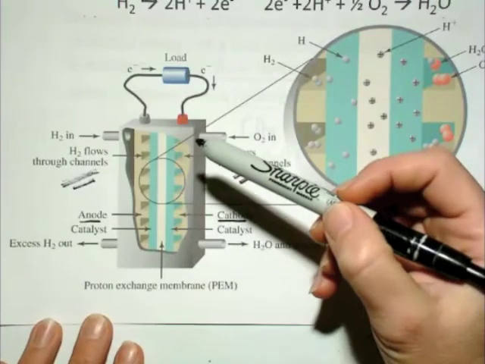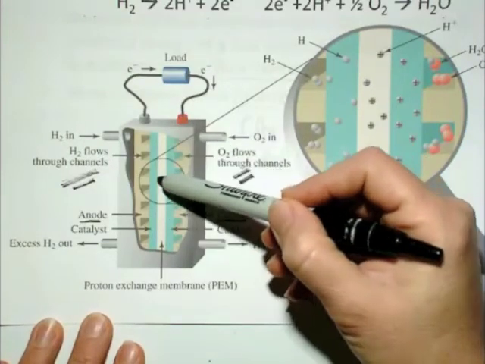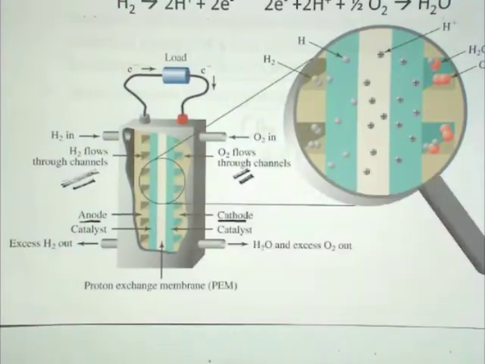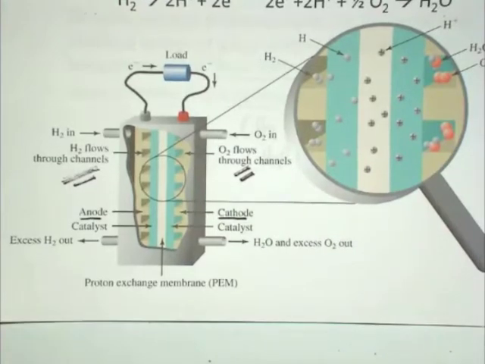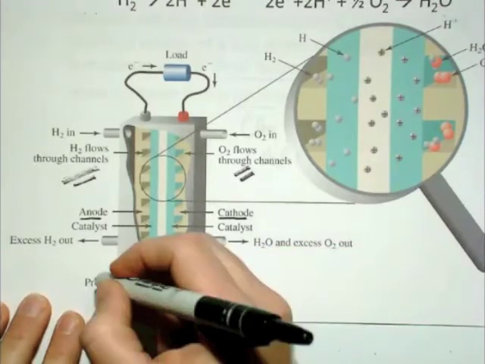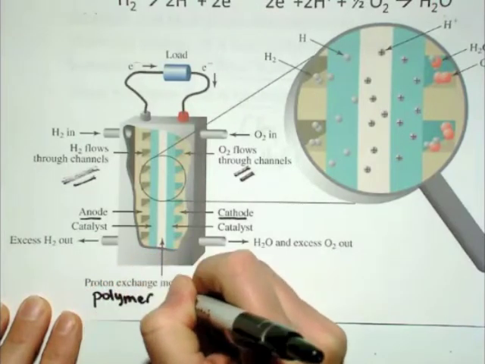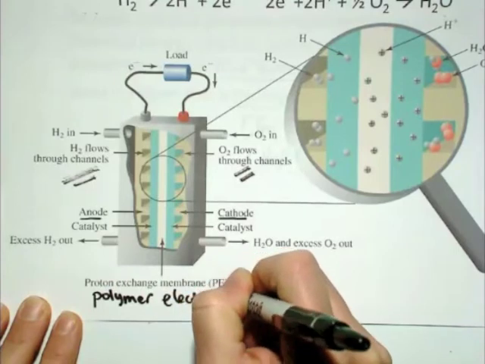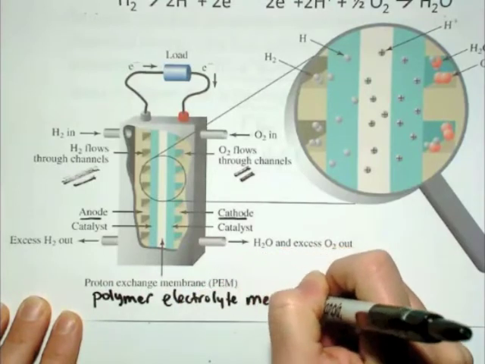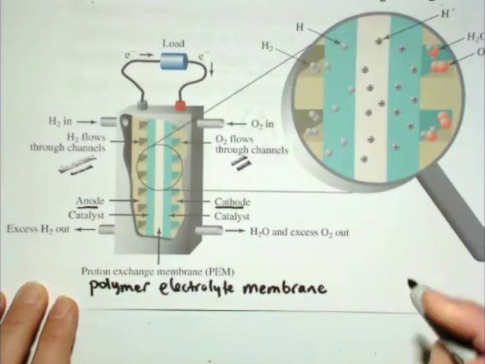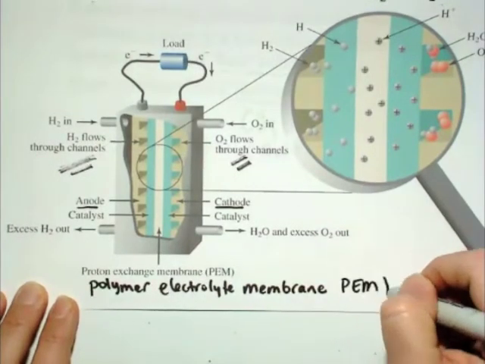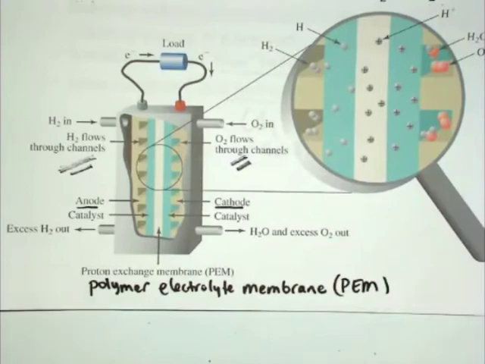The anode and the cathode are separated by a membrane. In this case, it's called a proton exchange membrane, or PEM. A lot of times as you go on and start reading about fuel cell technology, you'll see that the PEM type of fuel cell is the most common type of fuel cell. It's also sometimes called a polymer electrolyte membrane, which also happens to be PEM. All right, so same abbreviation.